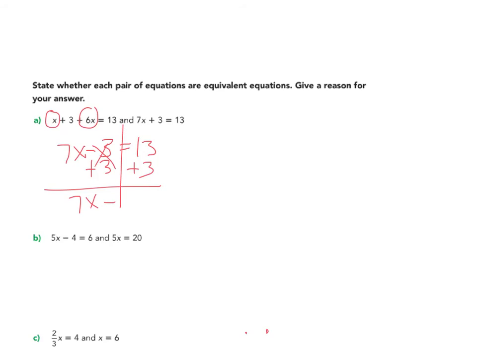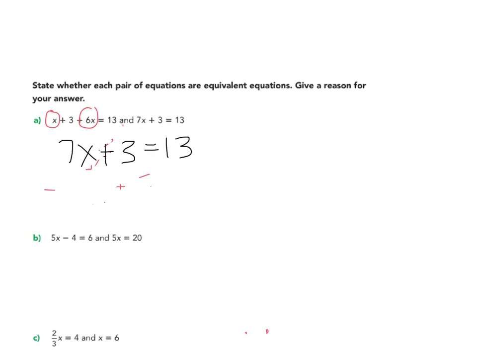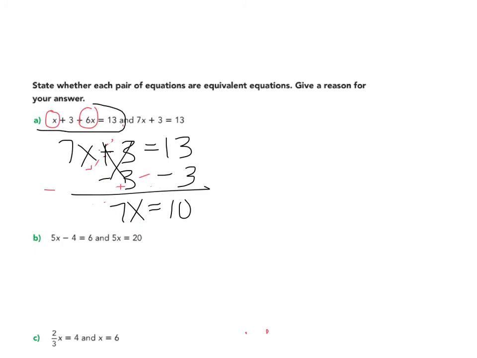Excuse me, my fault. Hold on, I have to erase this. I wrote the problem down wrong. Let's try this again. 7x plus 3 equals 13. So we're going to subtract 3 from both sides. So 7x equals 10.